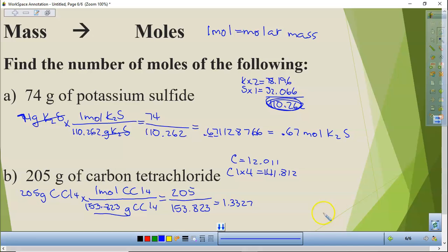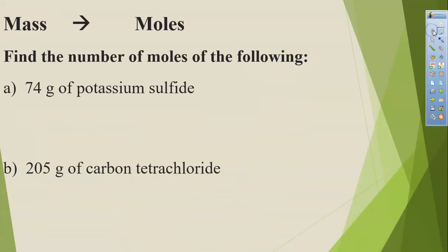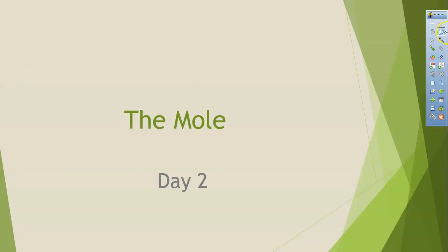1.3327 plus a bunch of other numbers. But how many sig figs can I have? 3. 1, 2, 3. So that 2 is the only thing that I can use to round anything. 2 does not round that 3 up. So my final answer, 1.33 moles carbon tetrachloride. Okay, so rewind, use this again if you need to, whatever you got to do, and we'll move on to day 2 next.